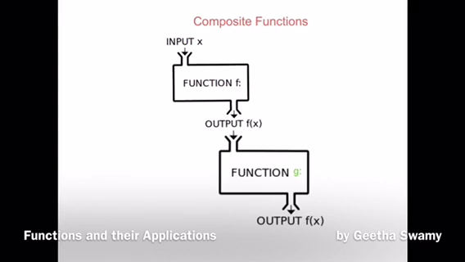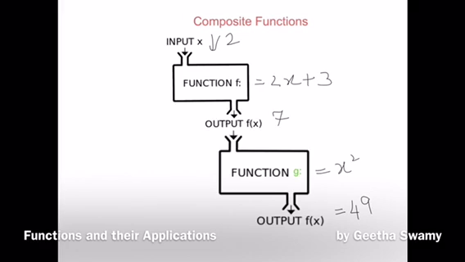Now what are composite functions? Suppose we have two functions, f(x) = 2x + 3, and the g function, g(x) = x squared. Suppose we put an input of 2 into the f function. It's going to get multiplied by 2 and add 3, so that your output is now going to be 7. Now this 7 becomes the input for the next function g, which will become 7 squared, which is equal to 49.